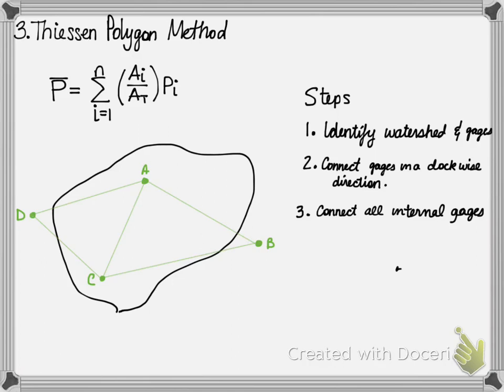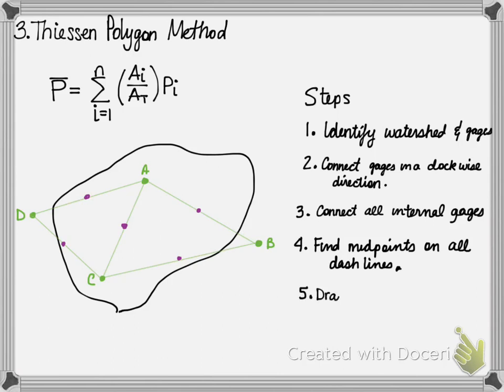It is not required, but at times you may need to connect the internal gauges to additional external gauges in order to create delineated areas. But for this example, you will not have to. Next, find the midpoints for each of the dashed lines, as shown with the purple dots.